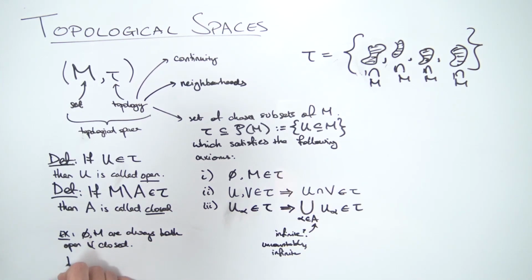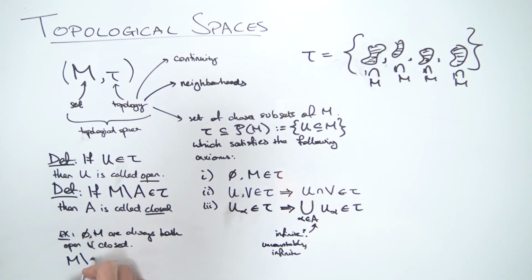But notice, if we take the empty set out of M, what is M without the empty set? Well, this is just M over here, but notice M is an element of your topology, which means by definition this empty set is also closed. And you can also do the same with M as well.